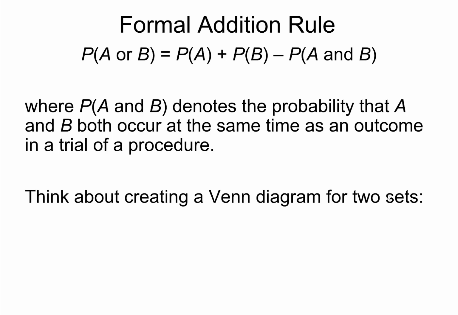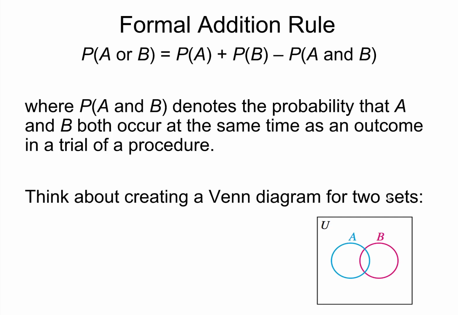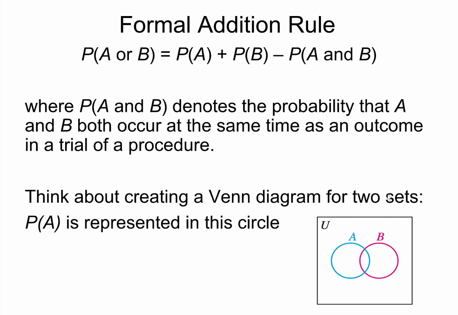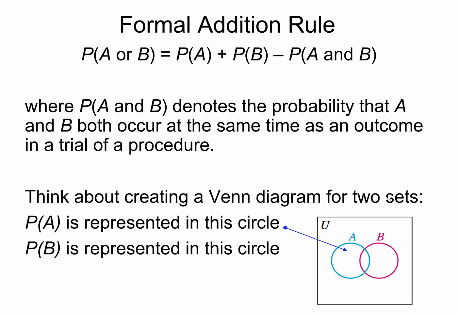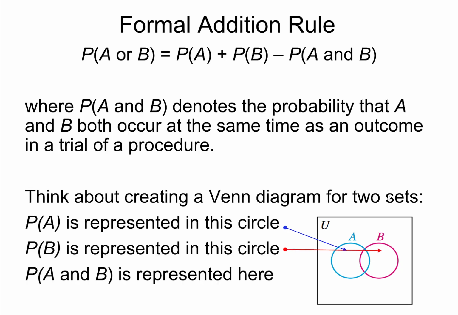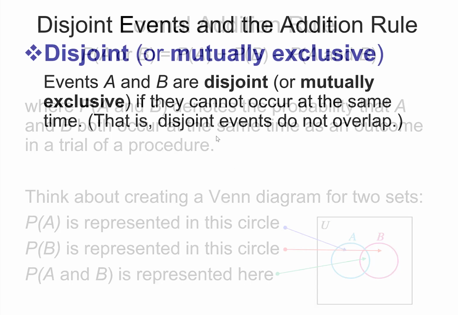Think about creating a Venn diagram for two sets. This is trying to give you some intuition about where the rule comes from. Notice here that the probability of A is represented by the circle labeled A. Probability of B is represented by the circle labeled B, and the probability of A and B is represented there in the intersection. That region in the center is actually part of the circle of A and the circle of B, which explains why in the formula we have to subtract off that region, because it's being counted twice if we simply added the probability of A plus the probability of B.